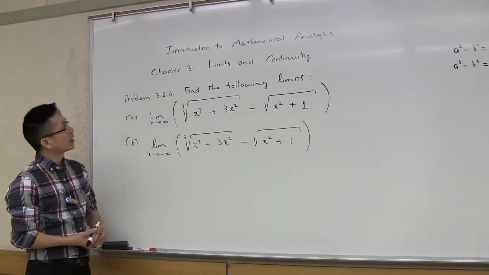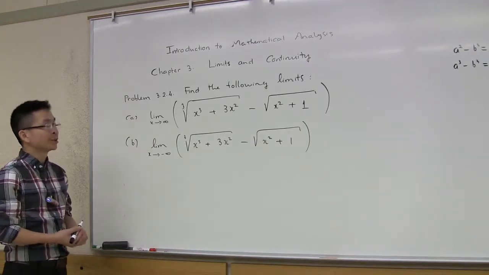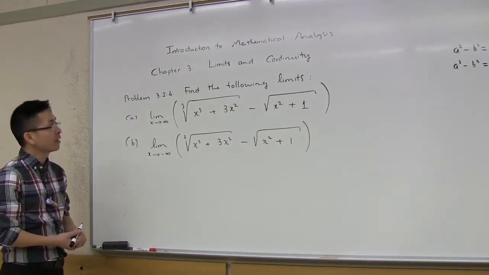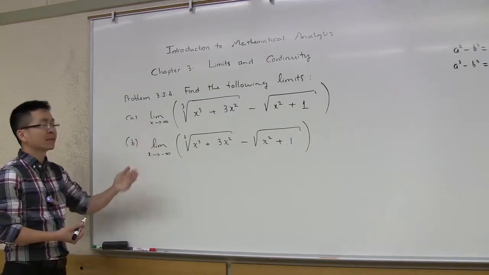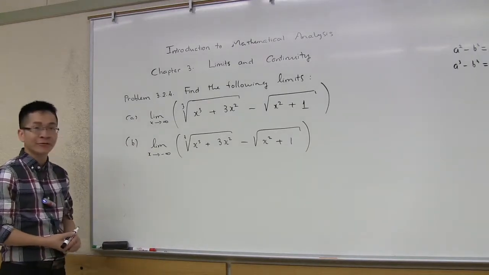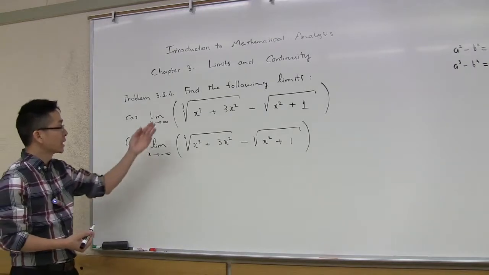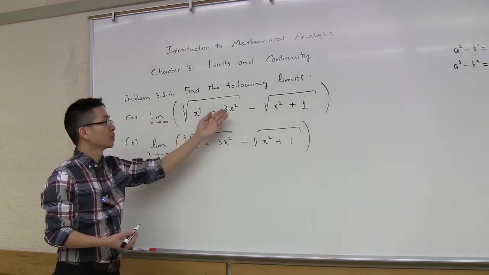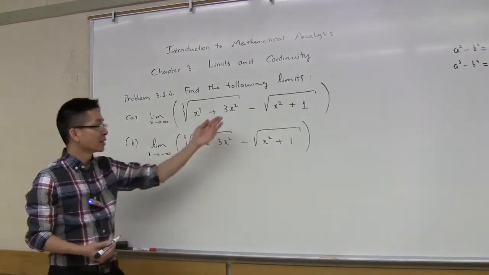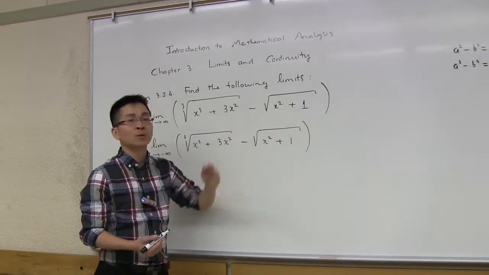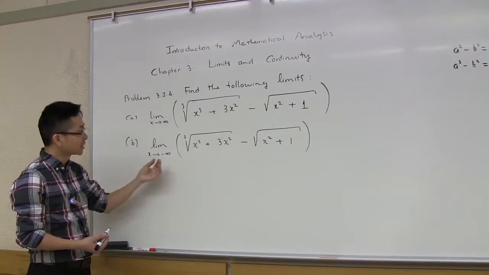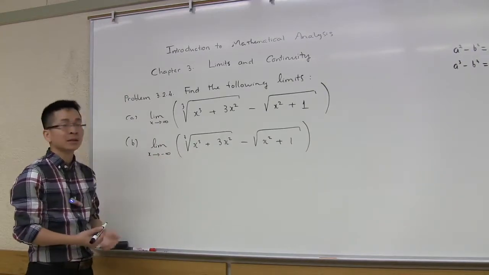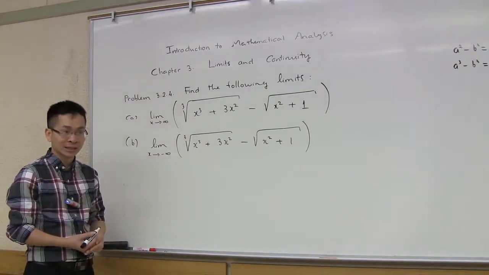In this video, we are going to work on problem 3.2.4 from the textbook. Find the following limits. In the first problem, we have to find the limit as x approaches infinity of the cube root of x to the third plus 3x squared minus the square root of x squared plus 1. In the second problem, we have to find the limit of the same function as x approaches minus infinity.